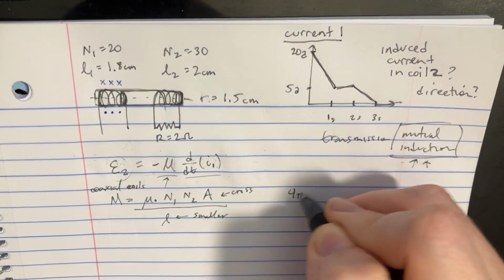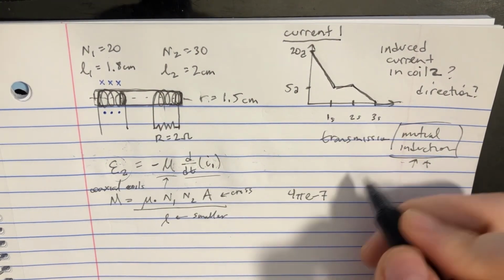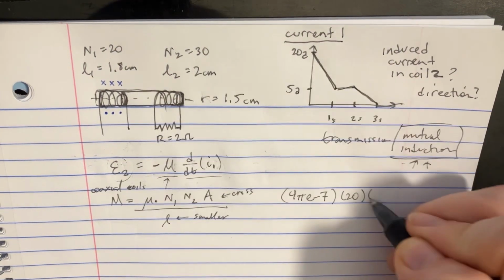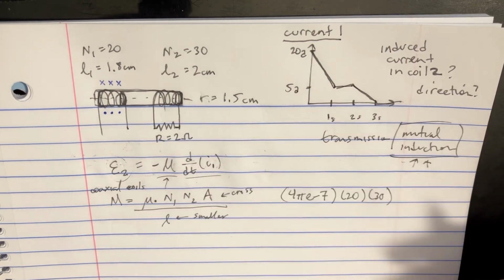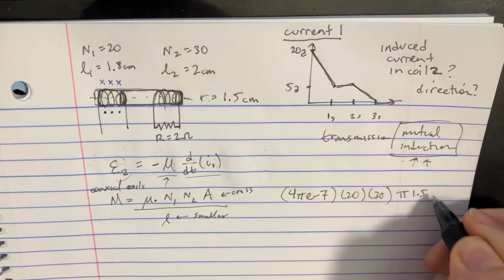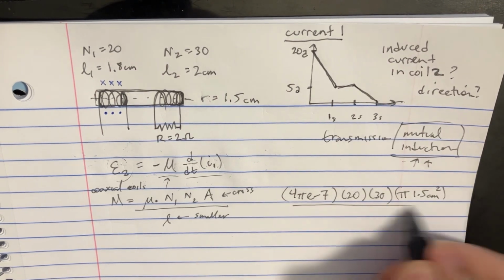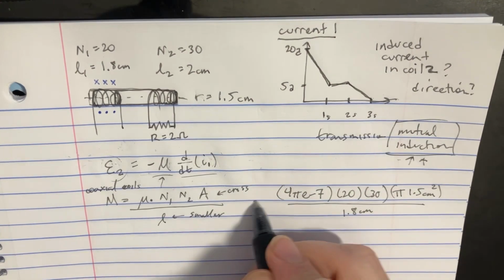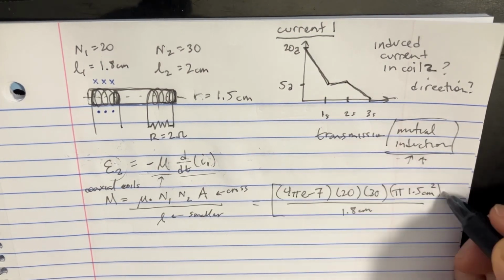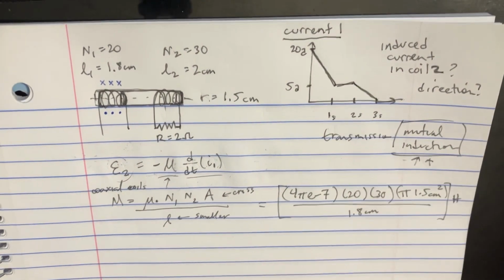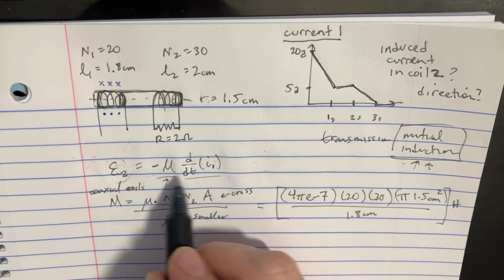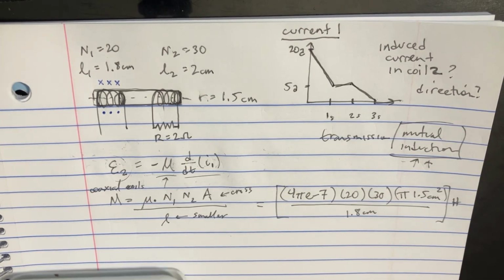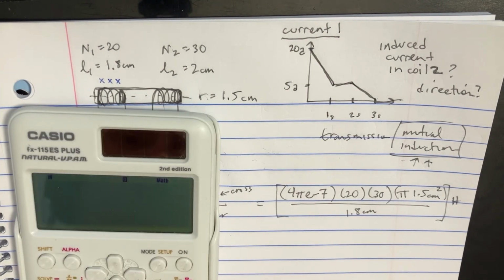So mu naught's going to be 4 pi e to the -7, and then N1 is just going to be 20, and N2 is going to be 30. The area is going to be pi r squared, pi times 1.5 centimeters squared. And then we're going to divide that by the smaller length, which is 1.8 centimeters. All right, so that's going to be the mutual induction that we could definitely plug into the calculator. It's going to have units of henries. And then we're going to want to plug it into that equation, figure out the voltages. But I guess we'll do this one step at a time. This is going to be quite a big number.